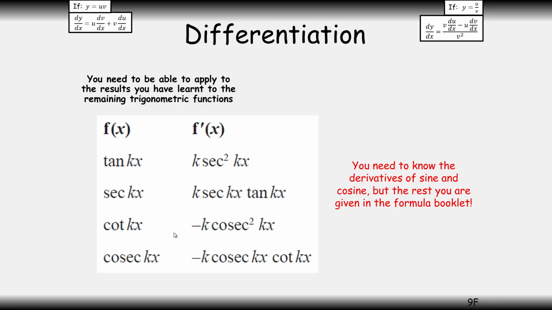Okay, so some results for you. You need to be able to apply those. These are the results we've just been working through. I've left the last one. You can do that in your own time. Differentiate cosec of kx. Now, as it says here, you need to know the derivatives of sine and cosine, which you do already. These are all given in your handbook, but you need to know how to apply them. Right. Hit pause, make some notes. When you're ready, hit play again.